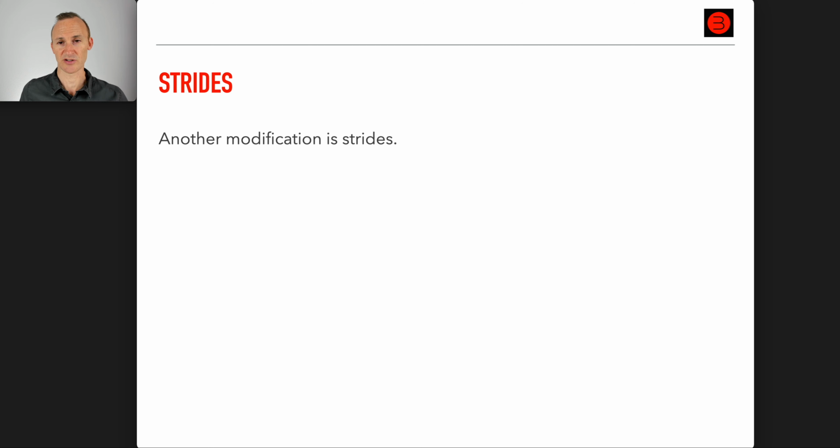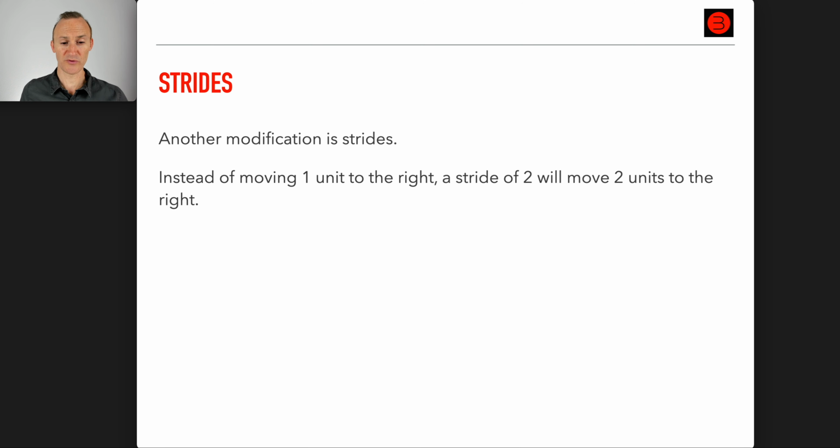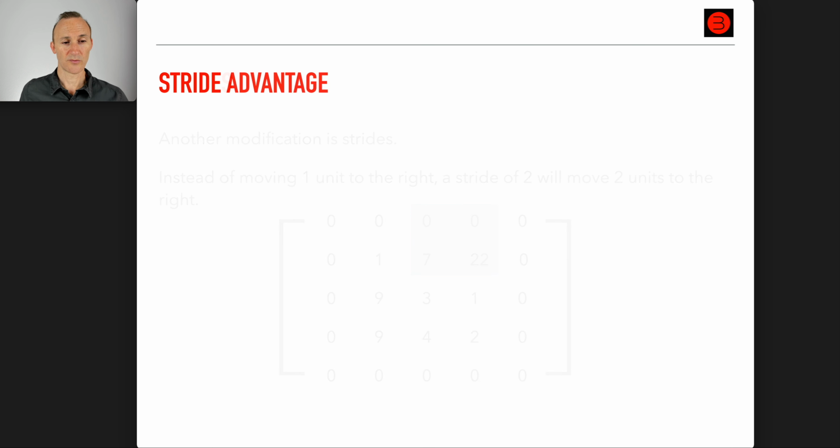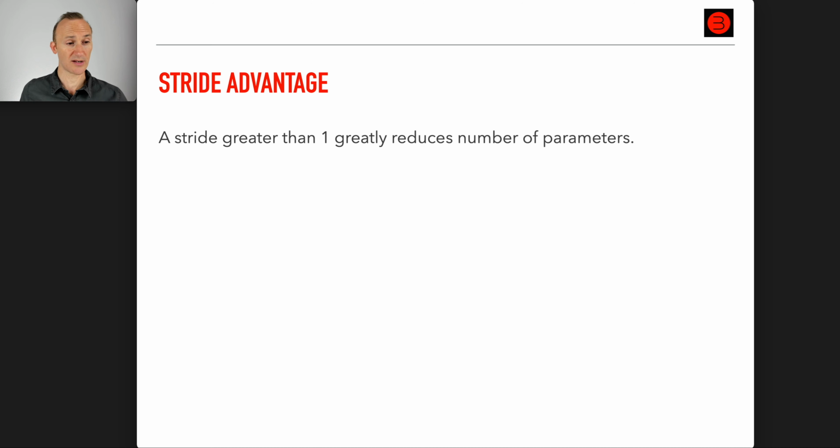So another modification is called strides. Instead of moving 1 unit to the right, a stride of 2 will move 2 units to the right. Now we're talking about filters here again. So if we consider our padded grid of pixels, and we start with our 2x2 filter, if we implement stride equals 2, then you can see it moves over 2 units to the right instead of 1. So what's the stride advantage? Well, a stride greater than 1 greatly reduces the number of parameters. A stride greater than 1 also limits the influence of individual pixels because they're used less times.